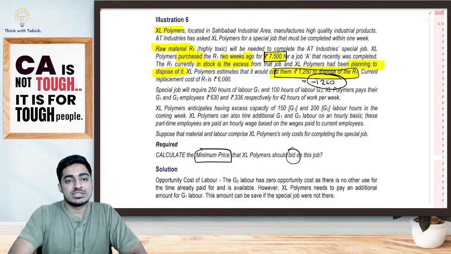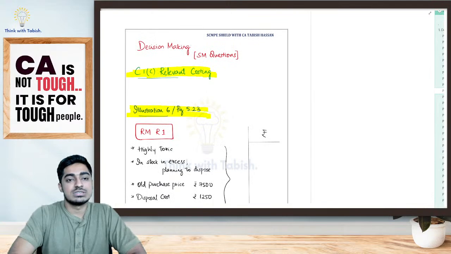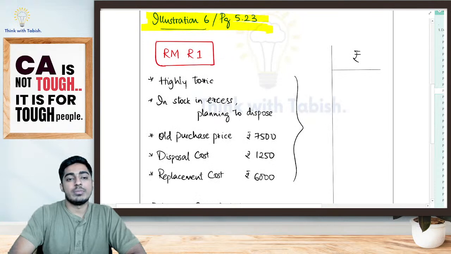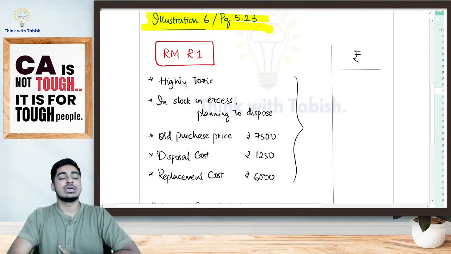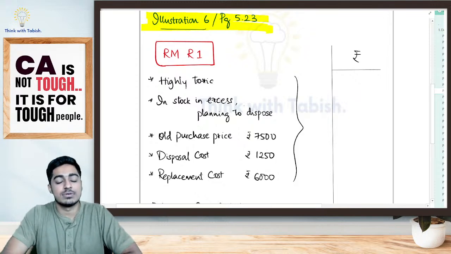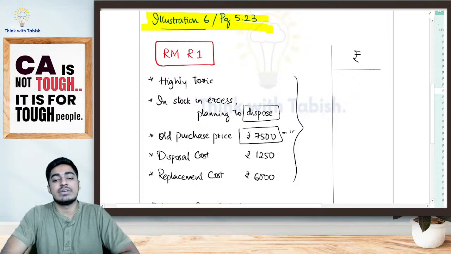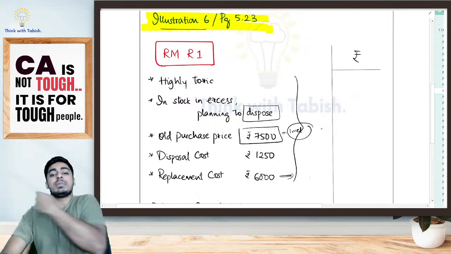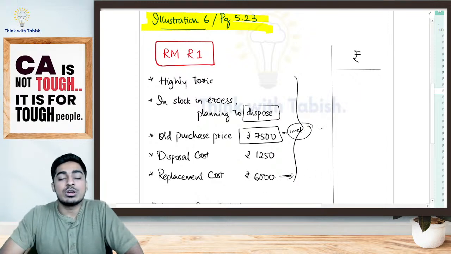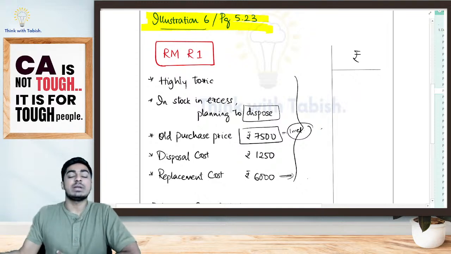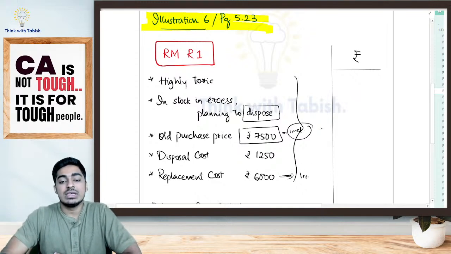Now let us have a look at the answer also simultaneously. Look at this, students. We want raw material R1. It is highly toxic. We had purchased it previously. It was in excess, so we were planning to dispose of it. We had purchased it previously at 7,500. This will be irrelevant. The replacement cost, if I have to replace it now, is going to cost me 6,000. But why will I replace? It is not used at all. I would have never replaced this. So this will also be irrelevant.